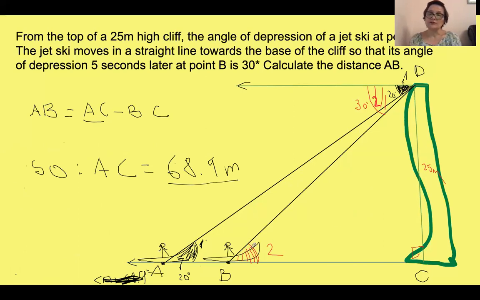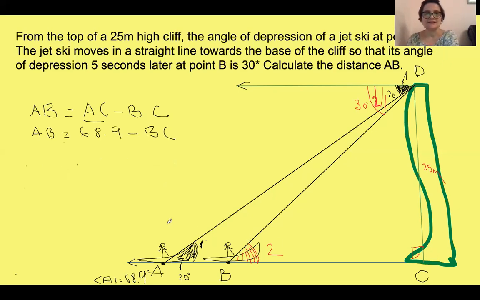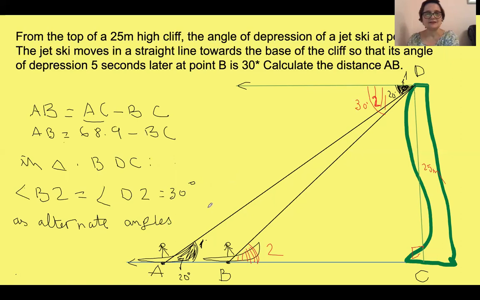We know angle B2 here that I colored in red. This is the angle of depression, which is 30 degrees, so angle B2 equals 30 degrees as alternate angles, exactly the same as the 30 degrees, because this line here and this line here, line AC, are parallel.